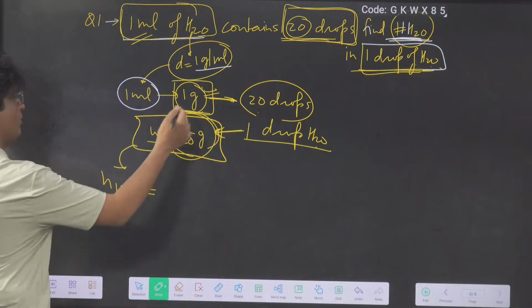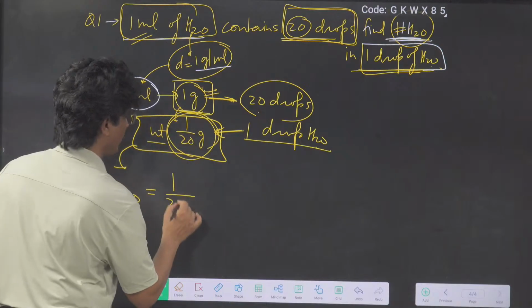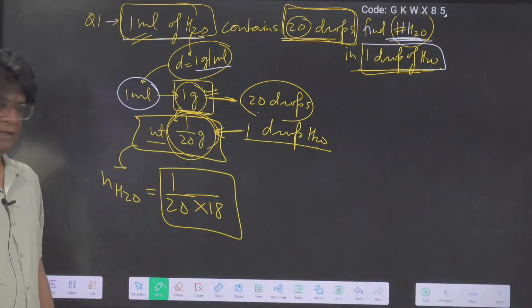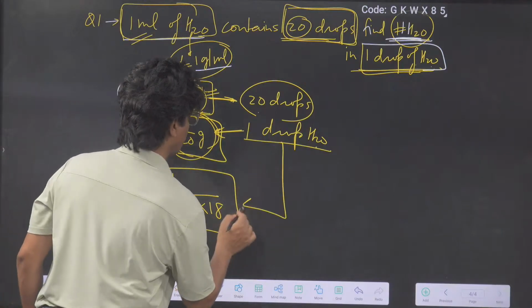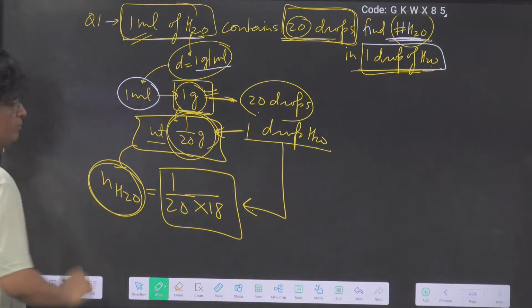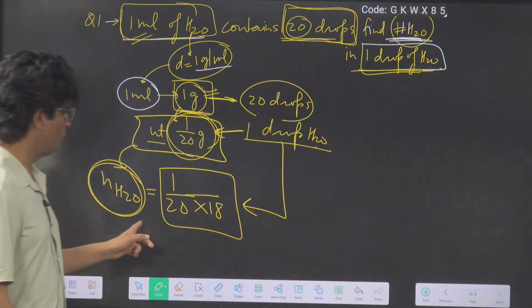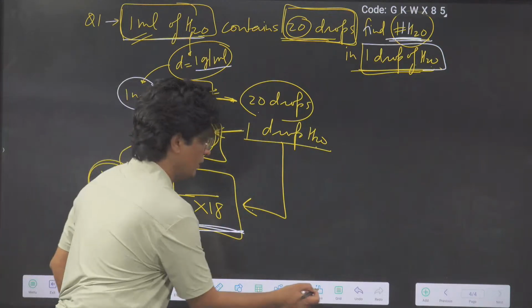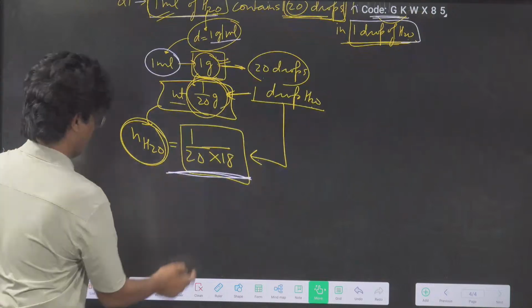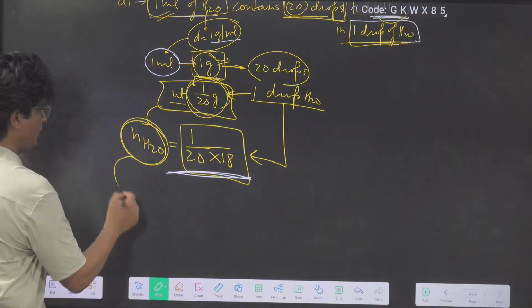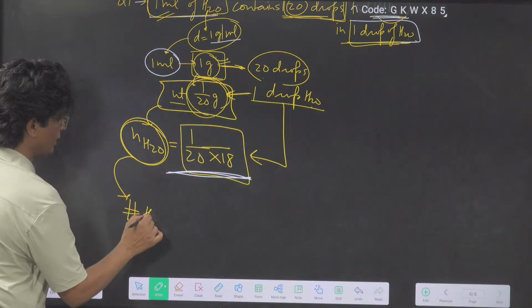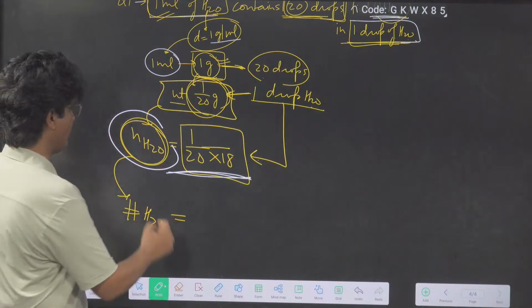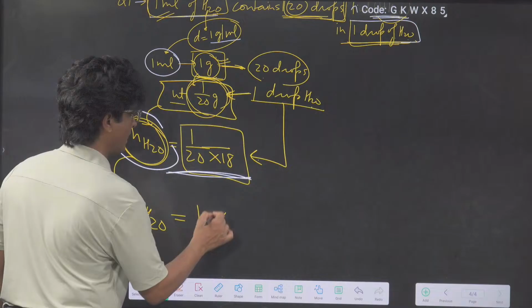The number of moles of water will be weight upon molecular weight of water, which is 18, right? That means in one drop of water, we have got these many moles of water. And once you are able to find the moles of water, can I find the number of molecules of water? To find the number of molecules, if they have given me the number of moles, what should I do?